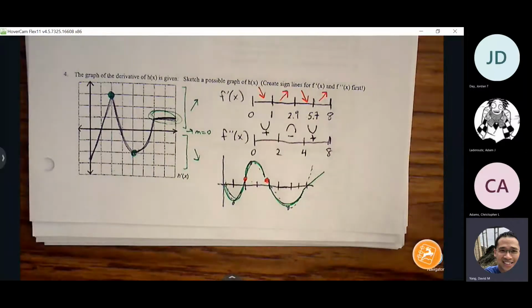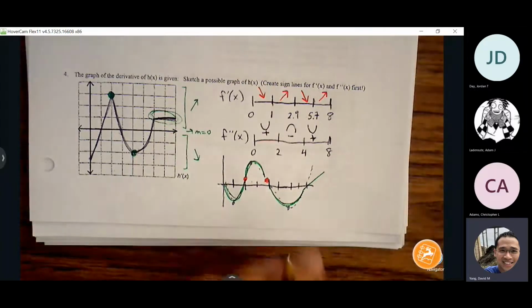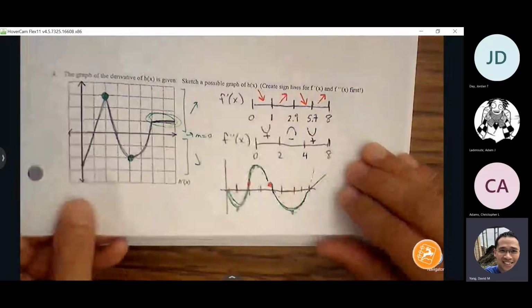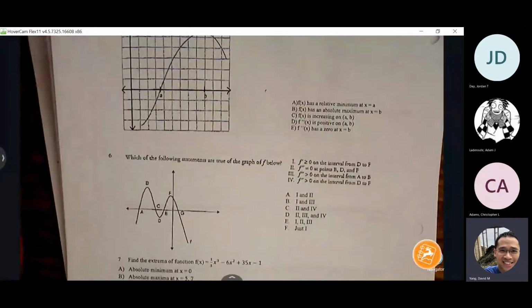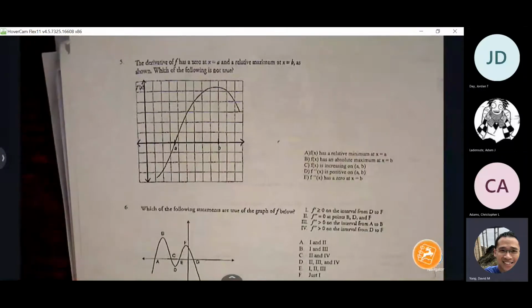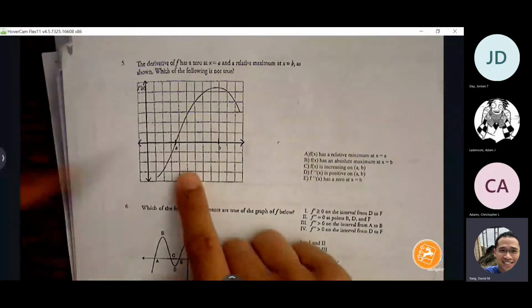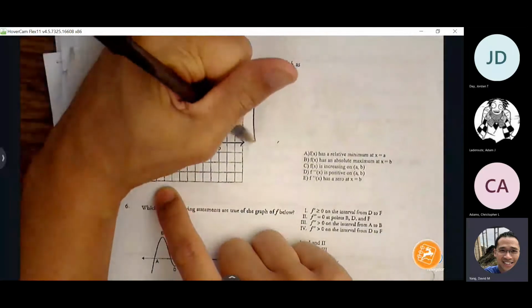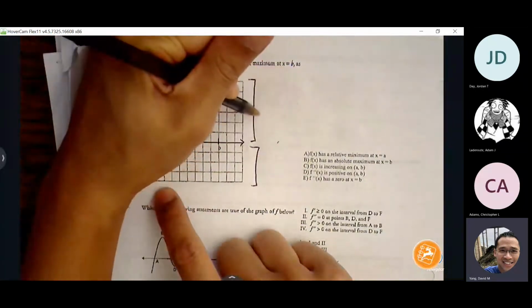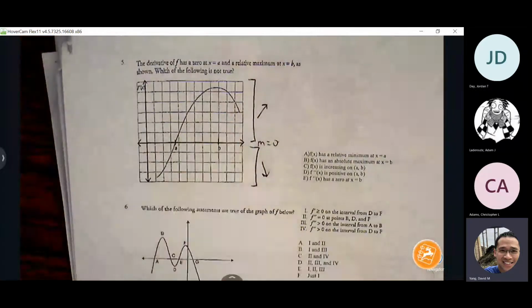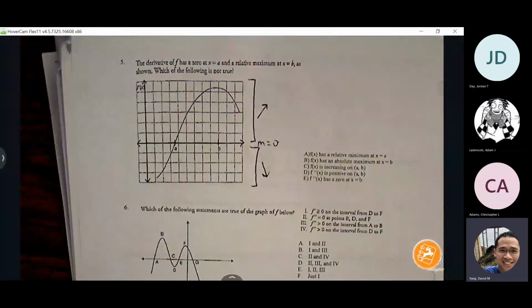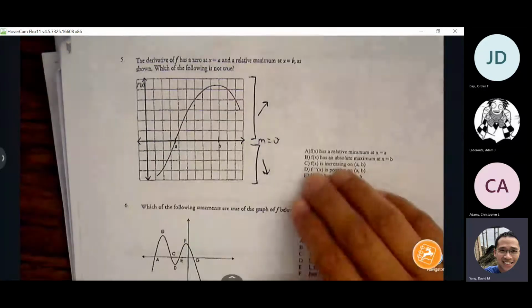Okay, next page. Again, a derivative graph is shown. Go ahead and mark up your graphs. Let's create our slope and concavity sign line to get a visual as to what our actual graph is going to look like.